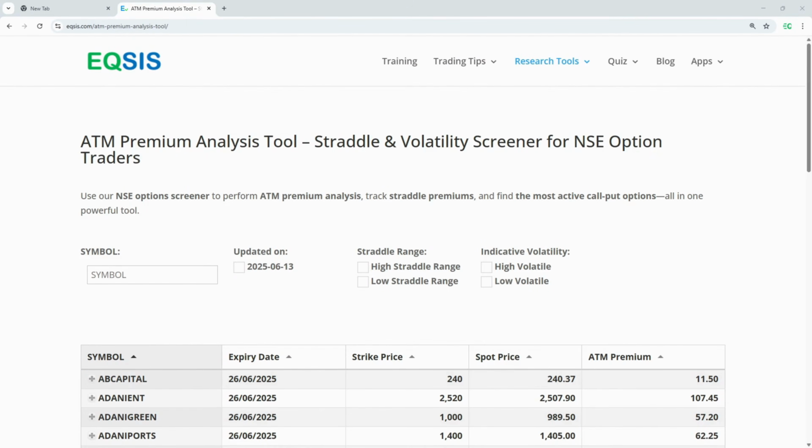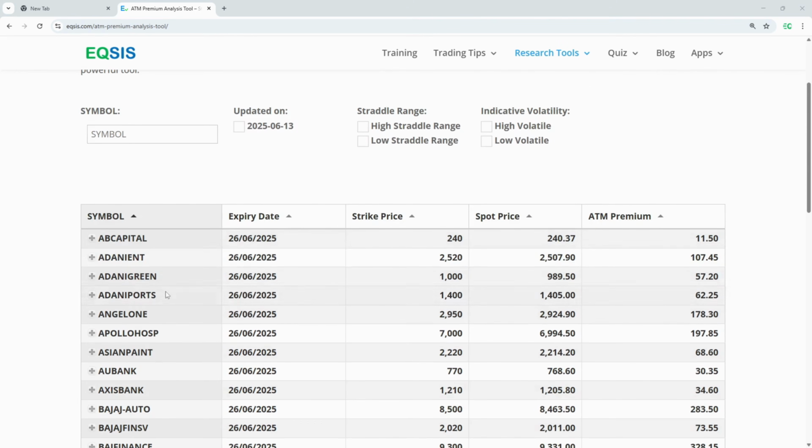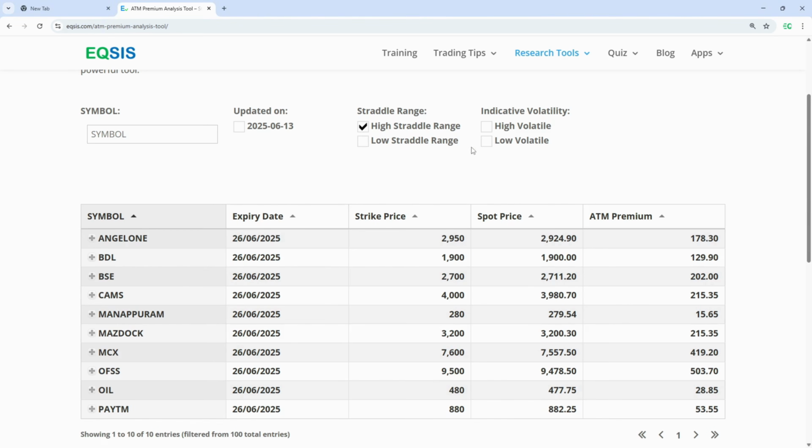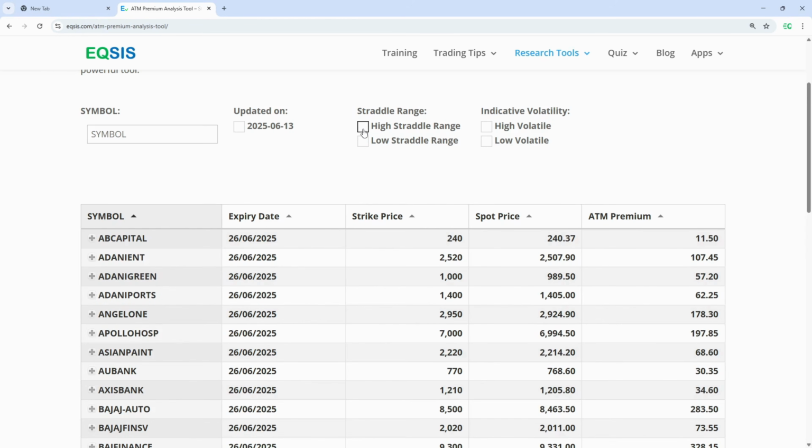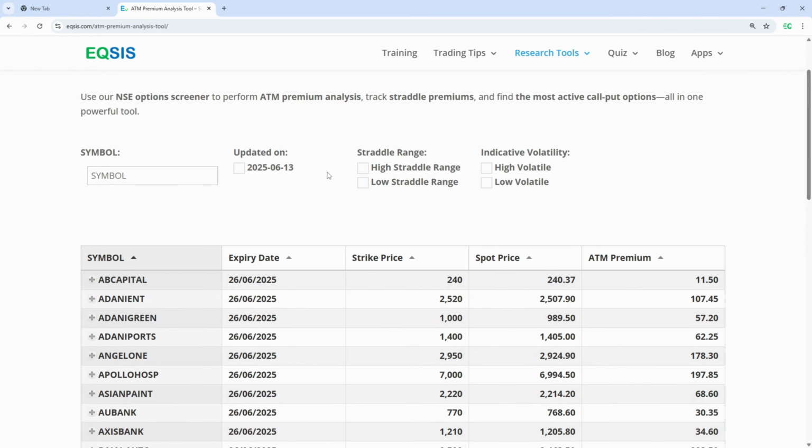Let me begin by giving you a preview about this at the money premium analysis tool, which you can find on the EQSIS website. This is quite useful to decide whether to go for a long straddle or a short straddle because it gives you a volatility screener in a very handy way. This tool compresses hundreds of option chains and helps us filter based on high straddle range or low straddle range, and you can double check with the volatility as well. Let's say you want to filter the underlyings with high straddle range, it means it has a high premium. And if you look at the low volatile scenario, in a couple of clicks, you can sort hundreds of option chains. That's the magic that this particular tool can do.